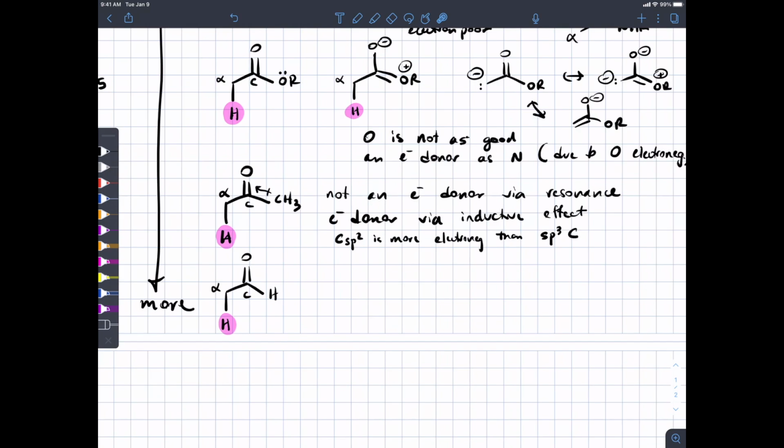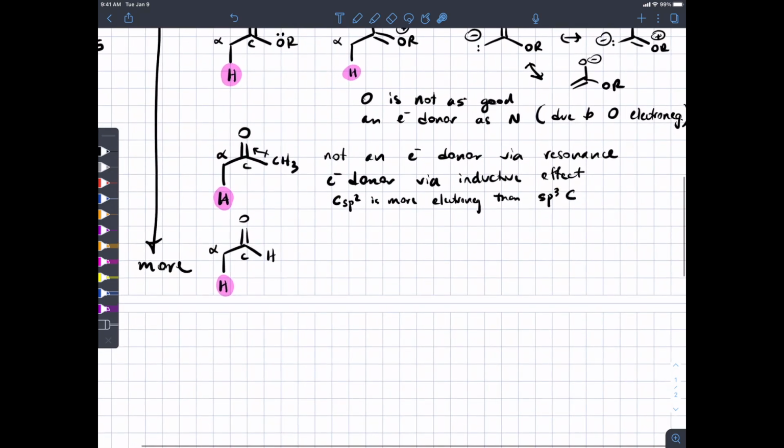So despite the weak donating effect of the alkyl group, let's just say it this way. The oxygen on the ester, because of its resonance donation, makes the ester carbonyl carbon less electron poor than in the ketone, because the methyl group in the ketone, or the other alkyl group in the ketone, is not as good an electron donor as is the oxygen.